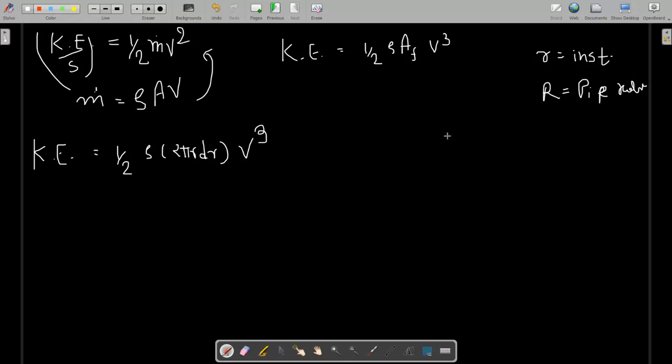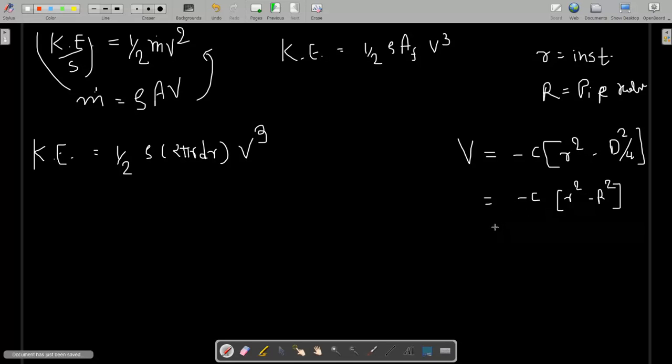Now the velocity equation at center is given as minus c into (small r square minus d square by 4). Can I write that d square by 4 is equal to capital R square, the pipe radius? Now to remove this minus, I am taking the minus sign inside, so I can write c into (capital R square minus small r square). This is the equation of velocity. Call this equation 1 and the earlier one equation 2.